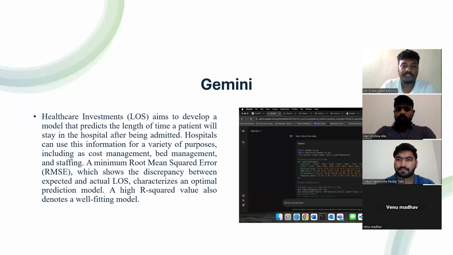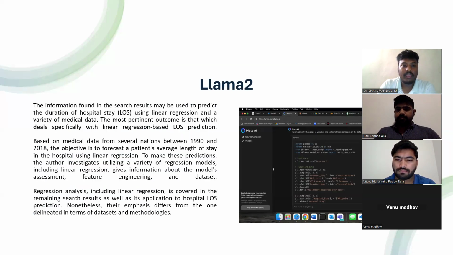And this is the prompt which we have used for Gemini. Through this we aim to develop a model that predicts the length of time a patient will be staying in the hospital after being admitted, with a minimum root mean squared error, which shows the discrepancy between expected and actual LOS.